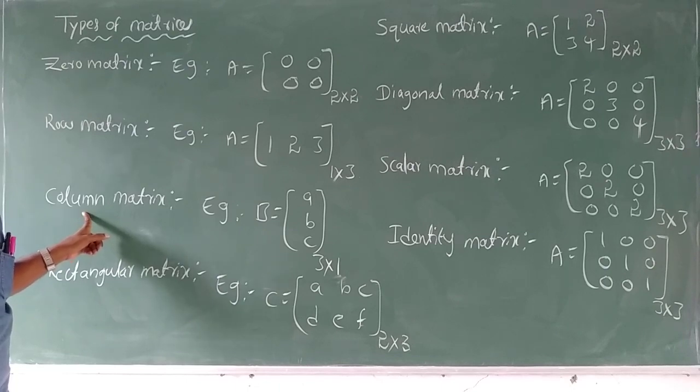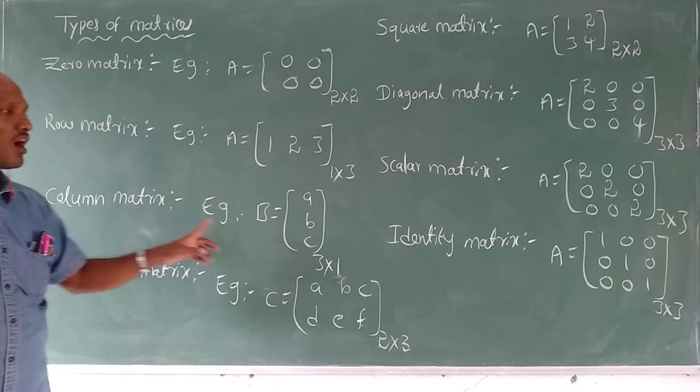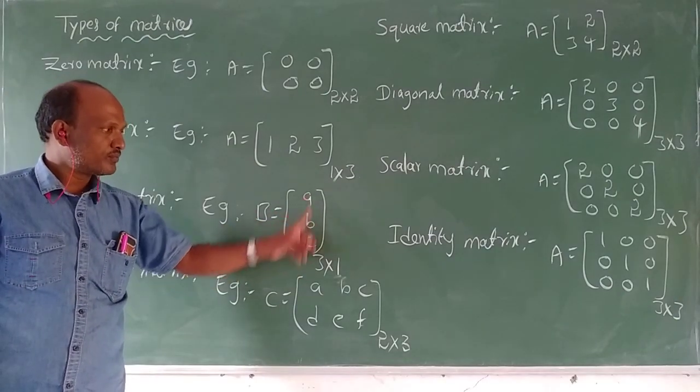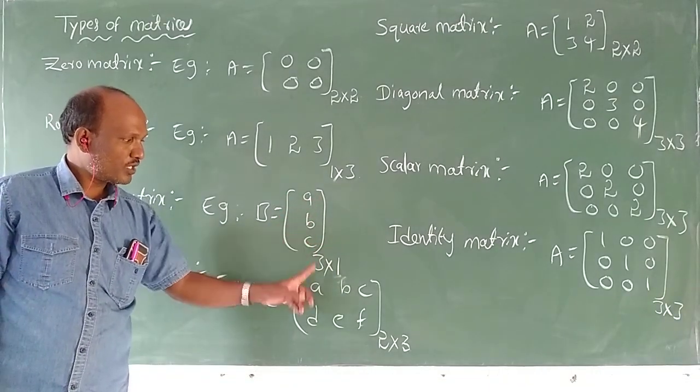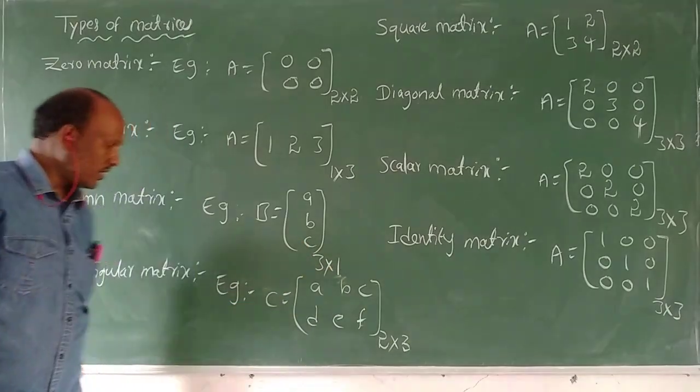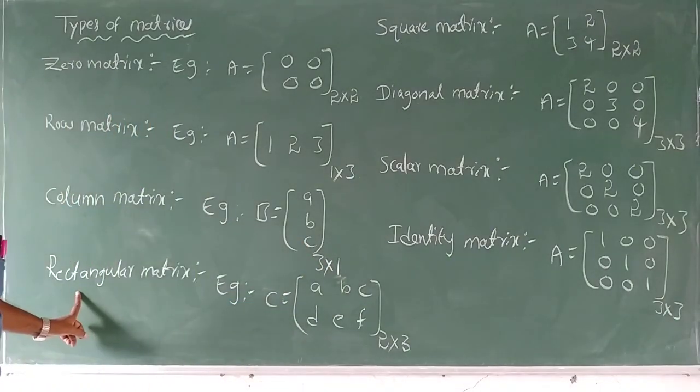A matrix having only one column is called a column matrix. Only one column, 3 rows. 1 column, 3 rows, 3 by 1. Next, rectangular matrix.